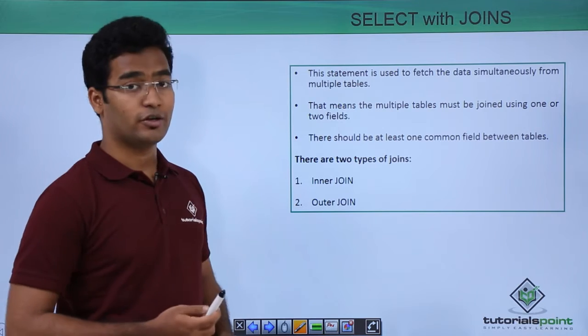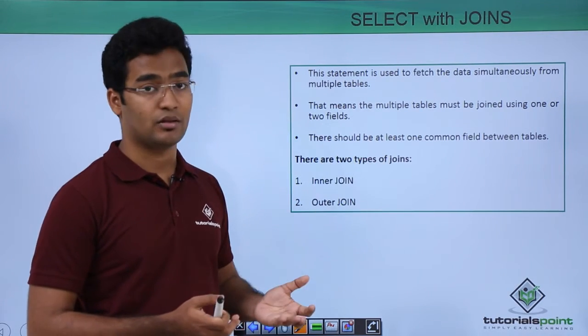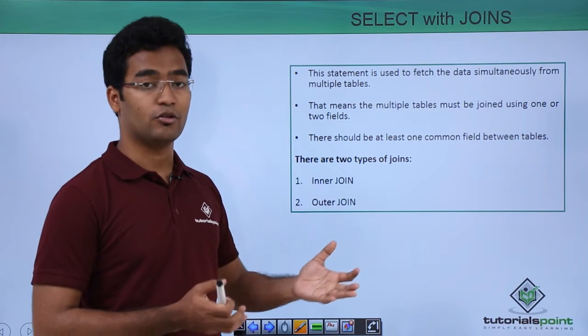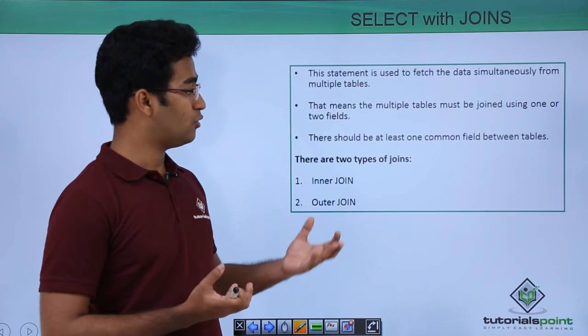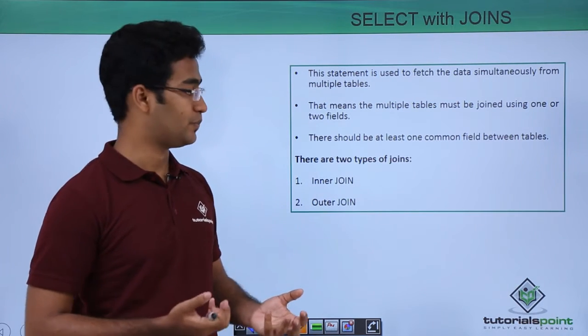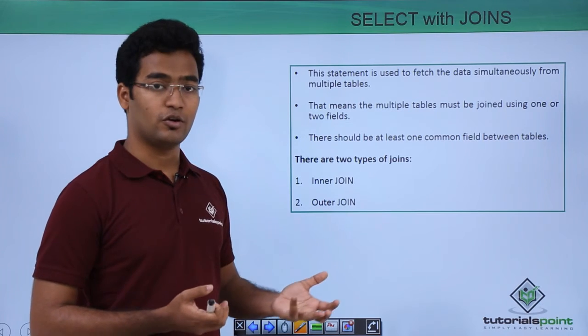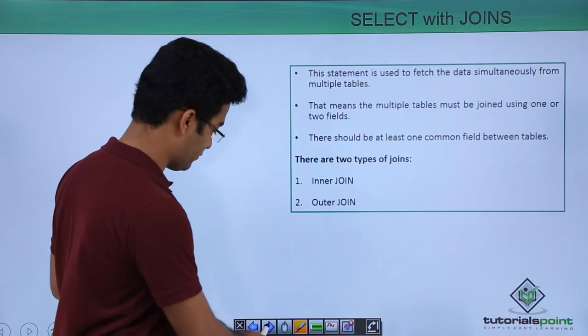So what is select with join statement? It is a statement to fetch the data from different multiple tables. Here we are joining the tables, so it means we are making use of two or more tables. At least one common field should be there in all these tables. There are two types of join, that is inner join and outer join. So let us see what these are.